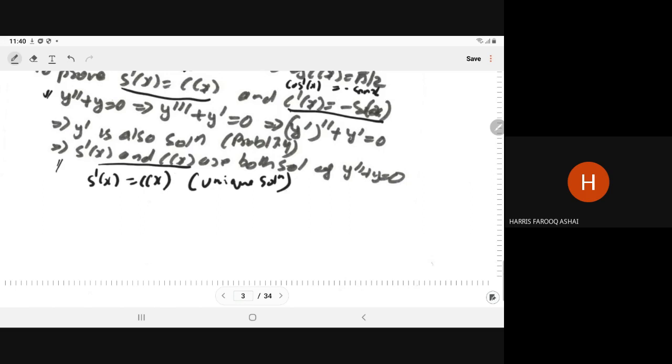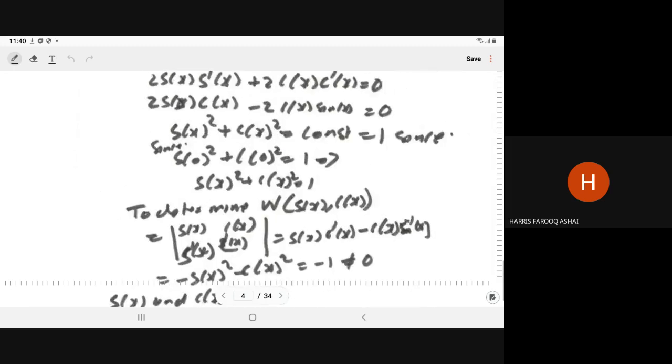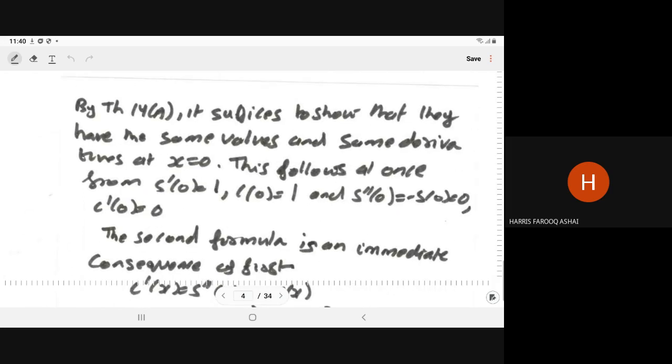S dash is equal to cx. Then only they have the equality. When both are the same thing, then only they have the equality. And we can have the equality when we have the unique solution. By theorem 14, if there is the same initial condition, then only we have the unique solution. So by theorem 14a, it is sufficient to show that they have the same values and same derivative at x equal to 0.